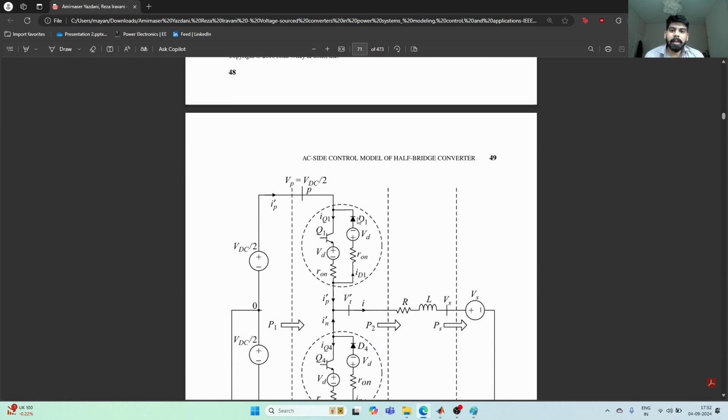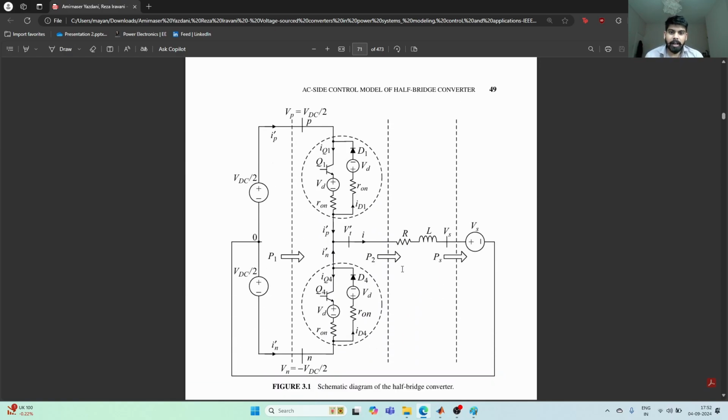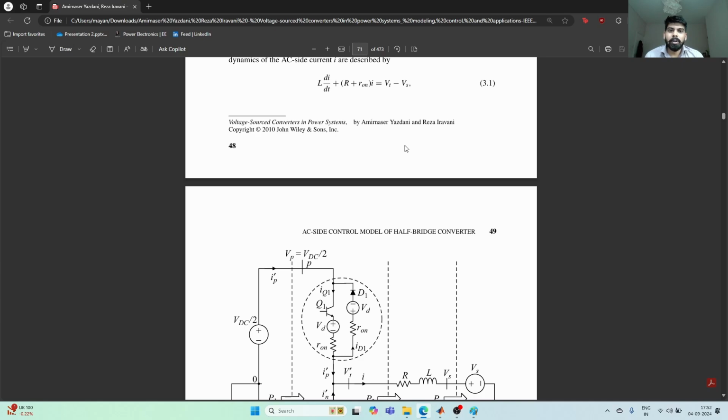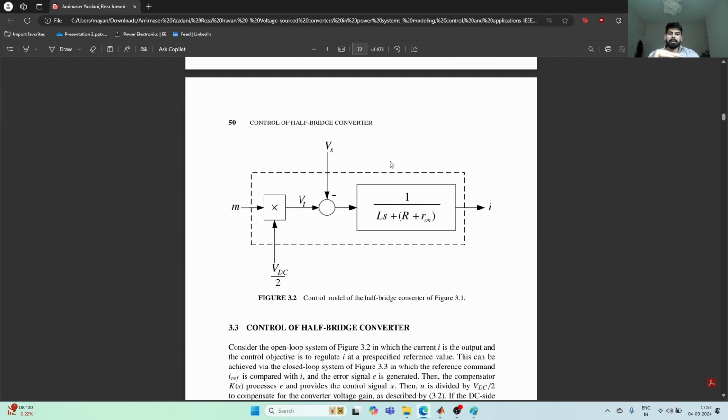So this is the dynamic equation of what's happening here. And when you replace Vt by Vdc by 2 into m, m would be our input and I would be our output. So that's what is given here. It shows the control model of the converter. This is basically the dynamics of the converter shown in a controlled form, right? So m is our input and I is our output. Apart from that, whatever you see is fixed values: R on, or your L, Vs, or Vdc by 2. Okay.